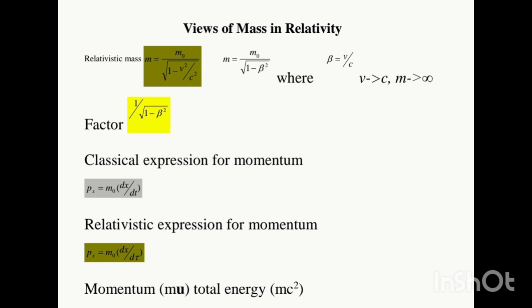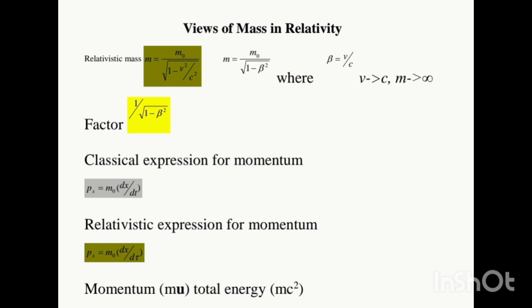The classical momentum has components such as p_x equals m_0 dx/dt. If in relativity we wish to continue to regard momentum as a product of a mass and an ordinary velocity, then we must modify the mass and write p_x equals m dx/dt, where m, called the relativistic mass, is m_0 upon root under 1 minus beta square. This is the view that we presented.